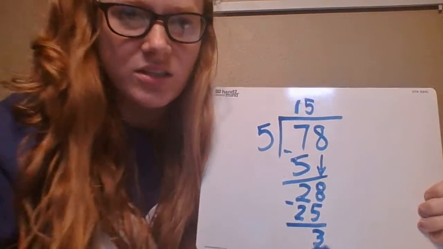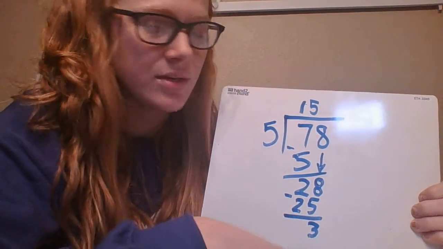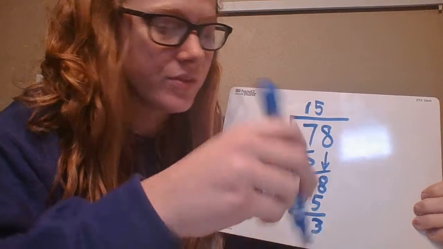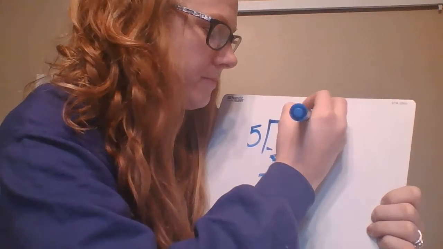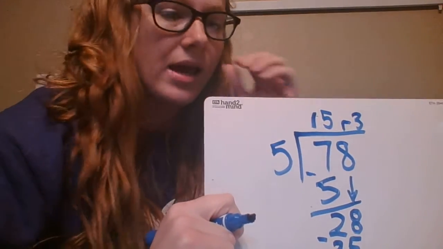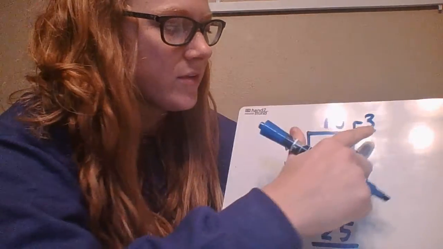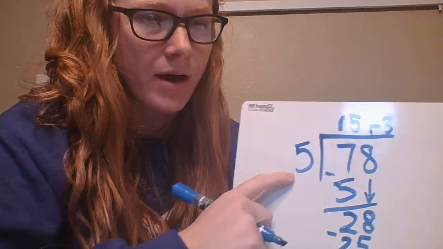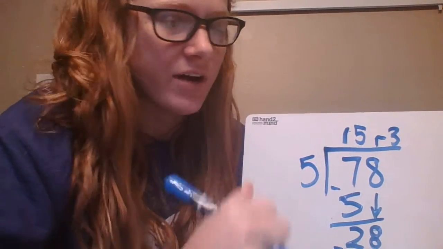The next thing we have to ask ourselves is, is there anything else that we can bring down? If not, then it is our remainder. Remember, one way we can know if our remainder is correct is if it is smaller than the number we are dividing by. Because 3 is smaller than 5, I know that I did it correct.